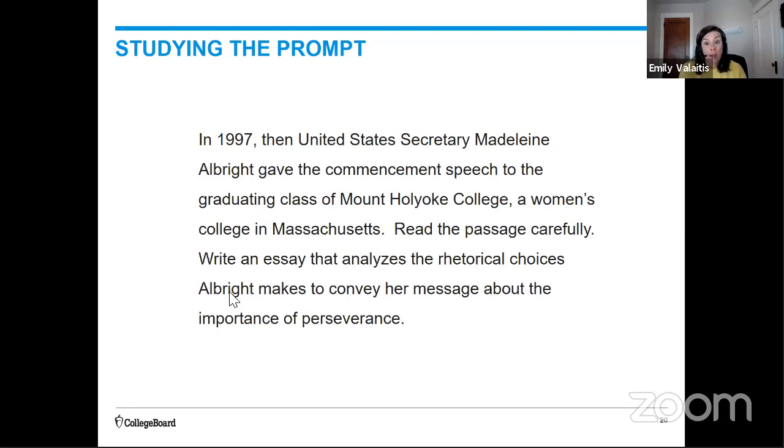So if you find a word, don't get bogged down. If you find a word that you don't know, slow down and look at your context clues. And again, it might come through the passage too.